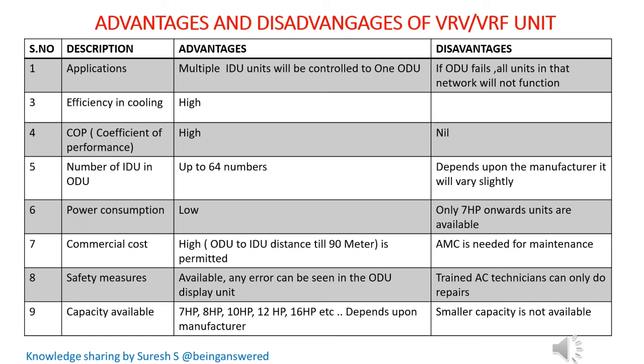Regarding safety measures, any error that happens in the system, you can identify. A trained AC technician is required, and only he can do the repairs. The capacity available starts from 7 HP onwards, and it will vary depending on the manufacturer. The disadvantage is that smaller capacity units are not available.